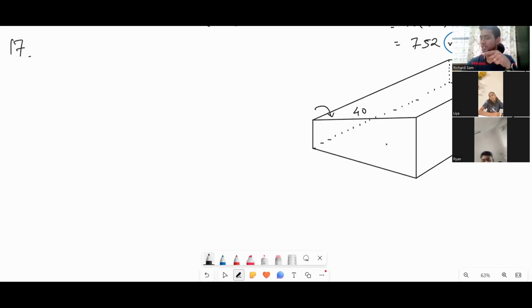Do you understand? So for the pool, you have 40 as the length. This length is 40. And this is the breadth. How much is the breadth? 15 meters. Wide. Wide means breadth. In the book, it's written 1.5.